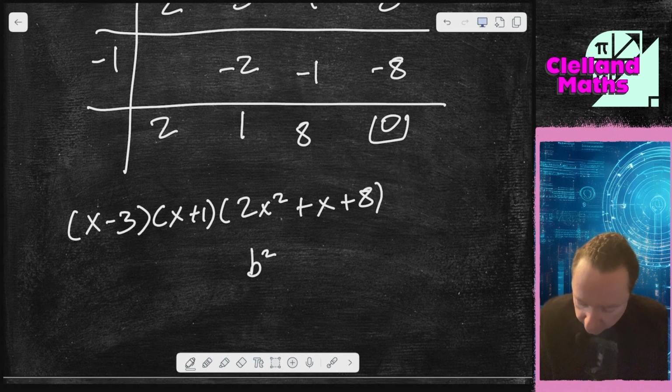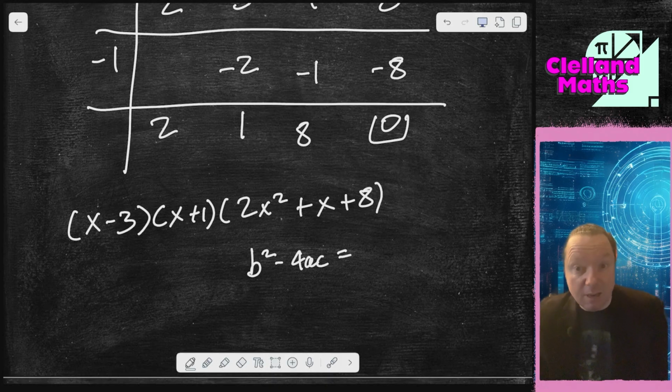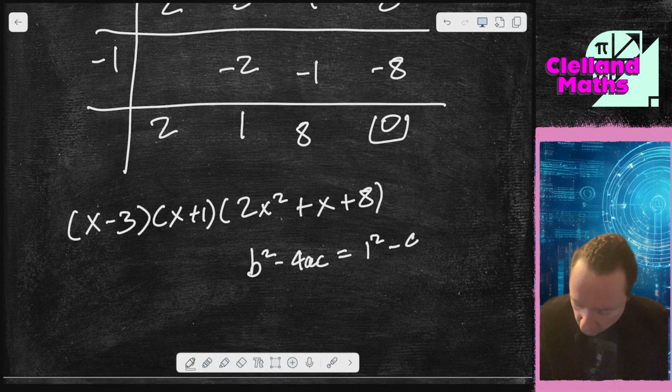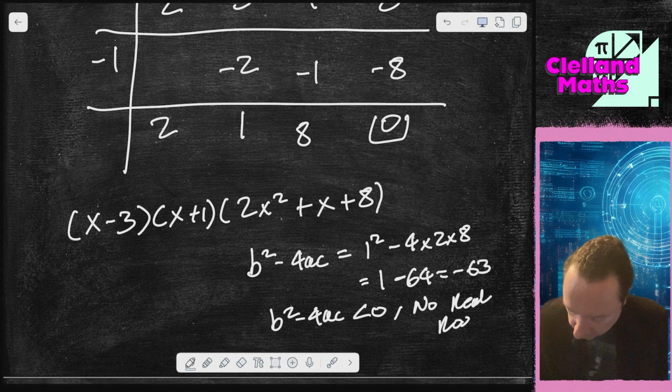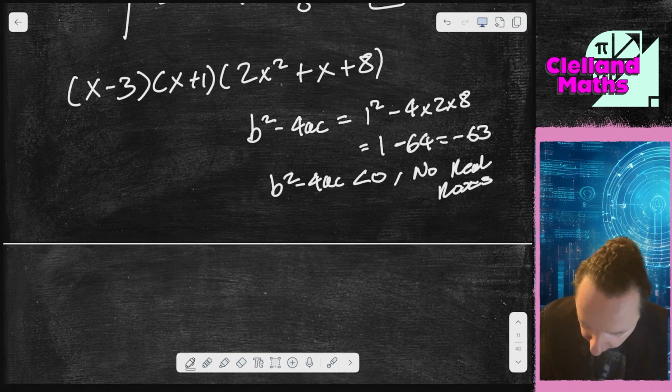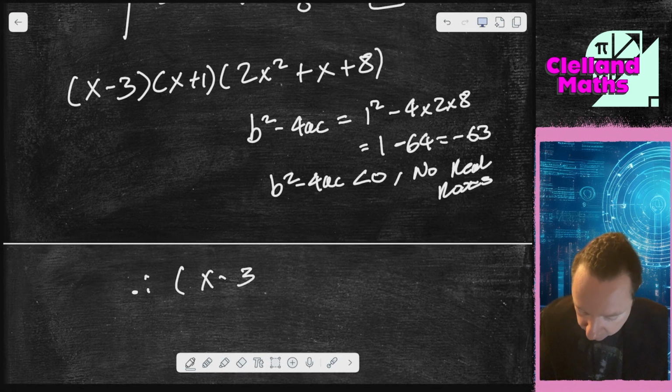So let's just check b squared minus 4ac. And this is always a handy tip to do, even if it is working. It means you can go back and do it anyway. So that's 1 squared minus 4 times 2 times 8. That's 1. 4 twos is 8. 8 eights is 64, which is minus 63. b squared minus 4ac is less than 0, so no real roots, and therefore that's our answer.